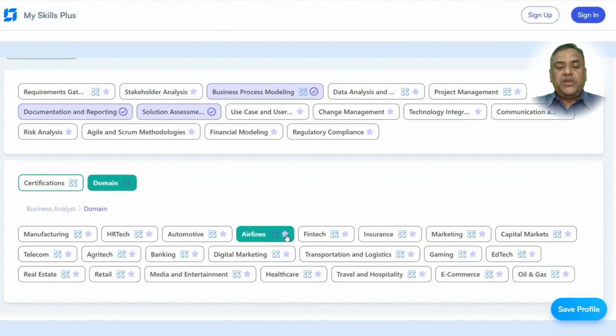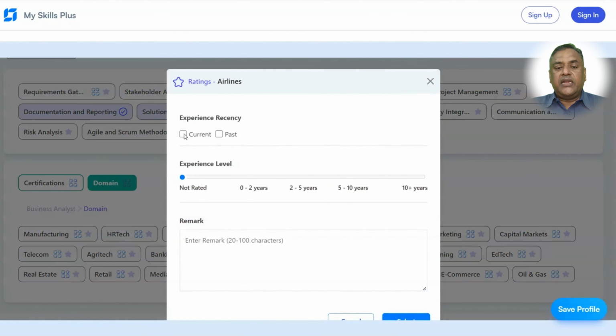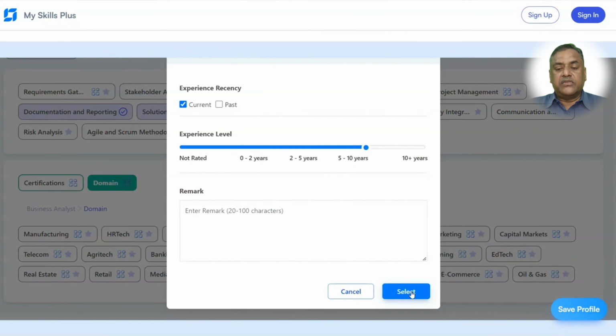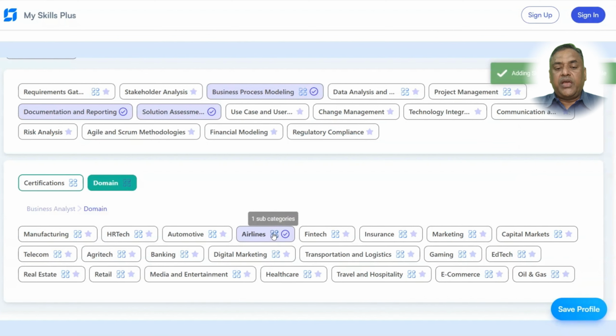For example, let's say I am a business analyst and I have worked primarily in the airlines domain. Maybe I'm still working in it and I have 5 to 10 years of experience. Now, first of all, I indicate my skills profile. So we could have the different levels.